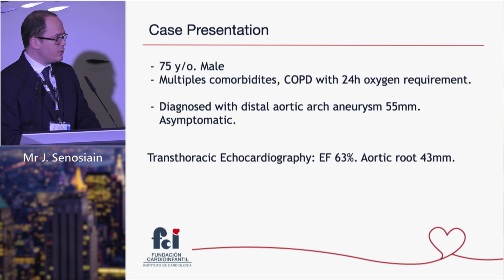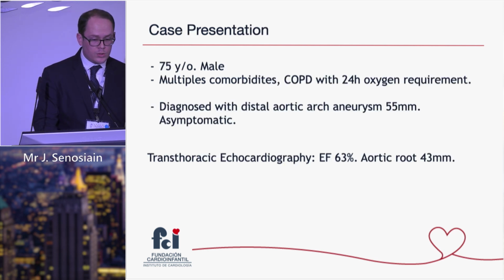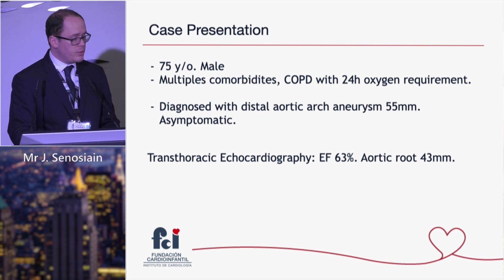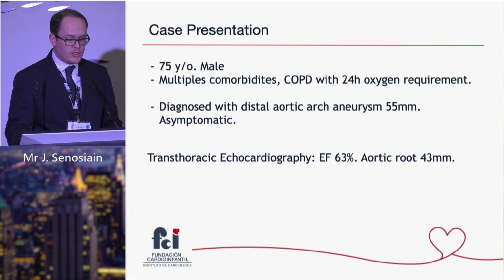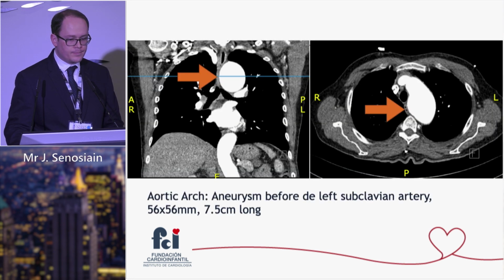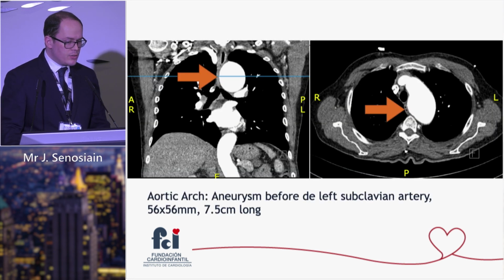The case presentation is a 75-year-old male with multiple comorbidities, including COPD with 24-hour oxygen requirement. He was diagnosed with a distal aortic arch aneurysm of about 55 millimeters, asymptomatic. The transthoracic echo showed an EF of 63% and an aortic root of about 42 to 43 millimeters with a normal aortic valve. This is his initial CTA.